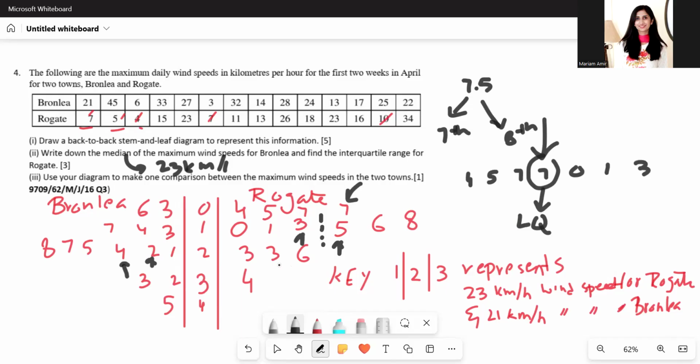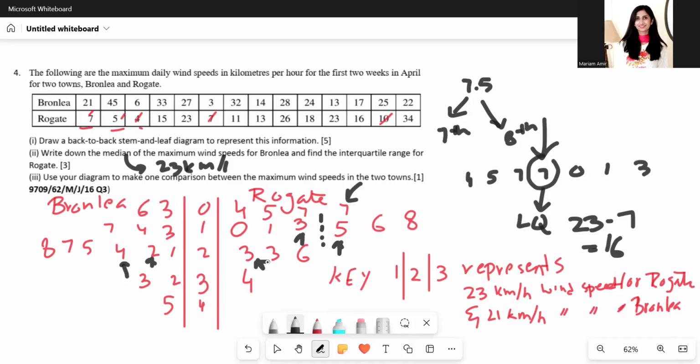1, 2, 3, 4, which is this. So upper quartile is 23. So 23 minus 7 would be 16. 16 would be the interquartile range for Rogate.